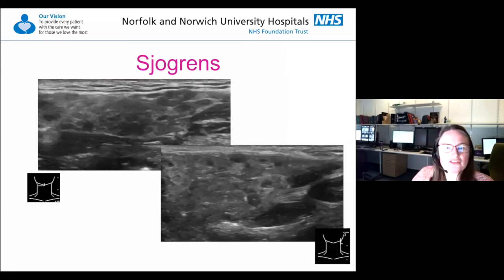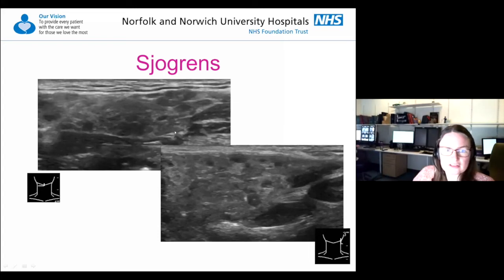So this is an example of Sjogren's syndrome involving both the parotid and submandibular glands. This is the submandibular gland, so the body marker here, and this is the parotid gland. And this tends to have quite a heterogeneous appearance, lots of microcystic areas, and you can be fairly certain that it's something like Sjogren's. It can sometimes look almost like microabscesses as well.